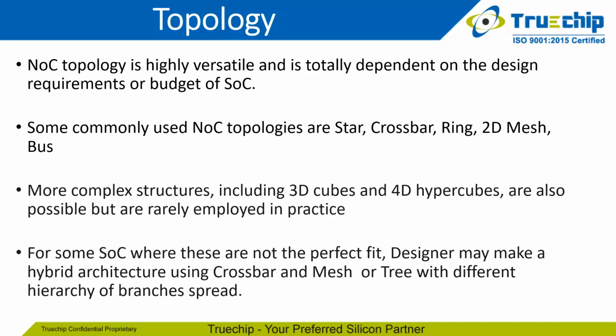More complex structures include 3D cubes and 4D hypercubes, and these are used but rarely employed. For some NOC where these are not a perfect fit, we can still have a combination of different kinds of structure. So let's say a crossbar and mesh can be joined together, or maybe a tree with different hierarchy of branches can be there. So the advantage of NOC that we can see over here is that it can fit any and every situation. You just have to tweak the architecture like that.